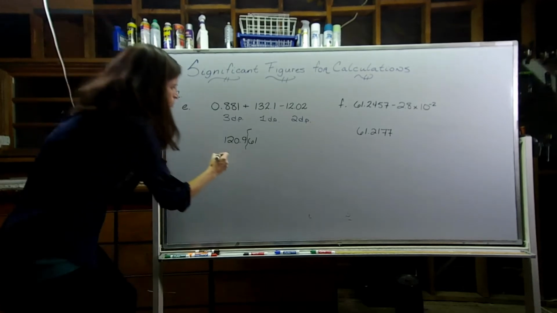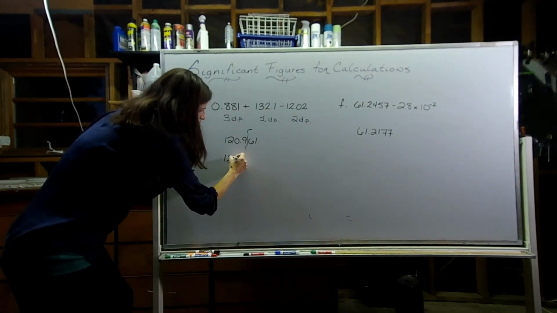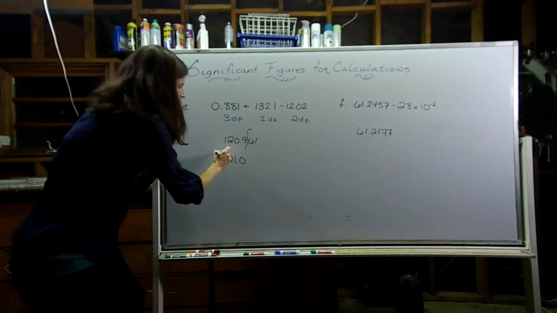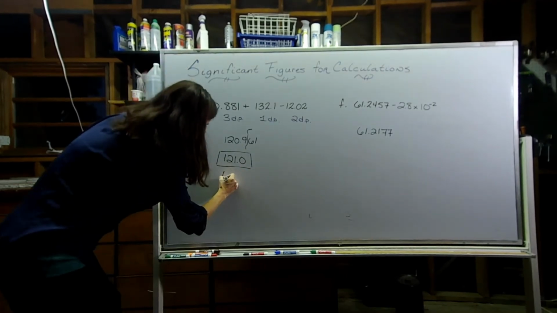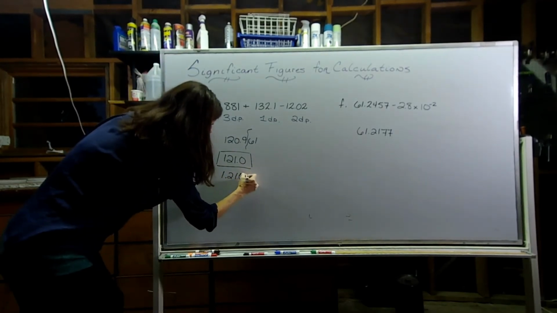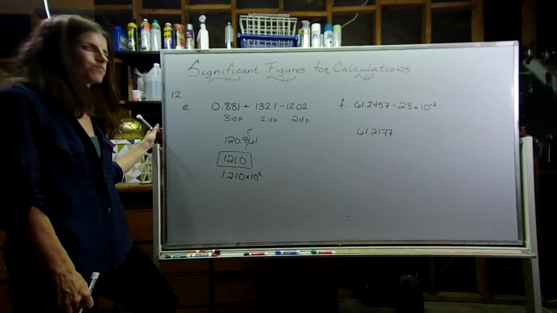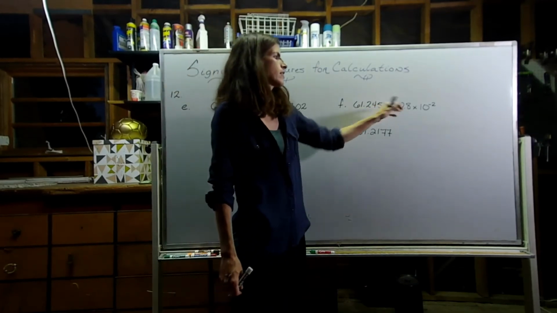So we're going to report our final answer as 121.0. And by all means, you could use scientific notation as well. 1.210 times 10 to the second. That would work too. On the second one, we have scientific notation.